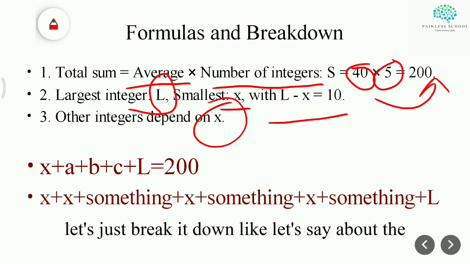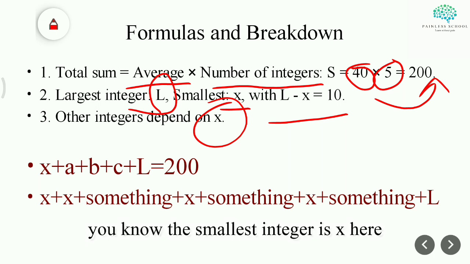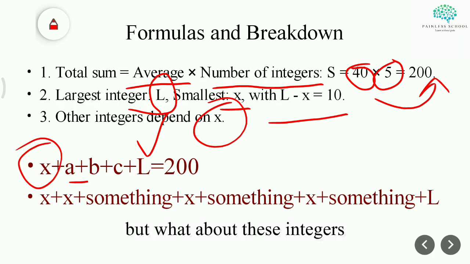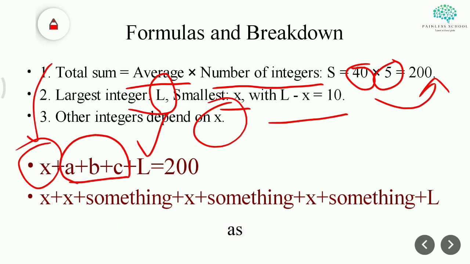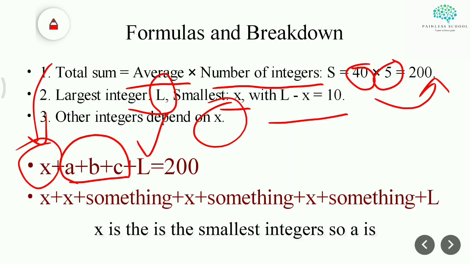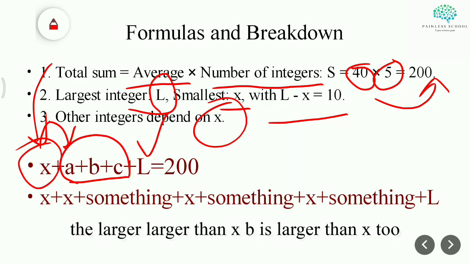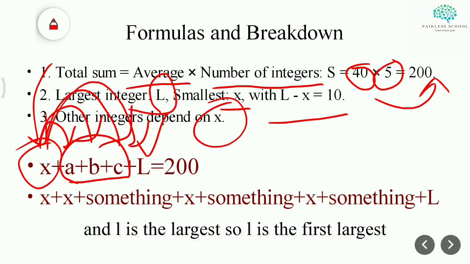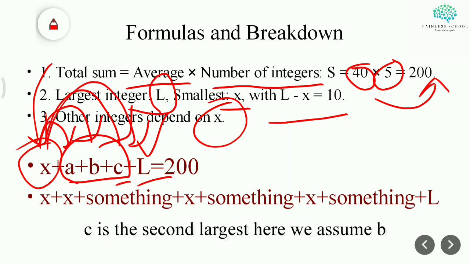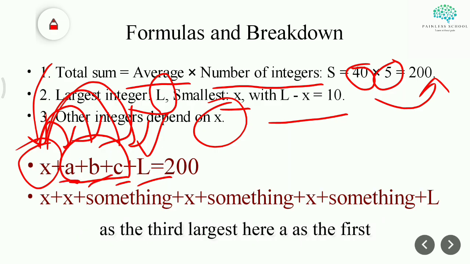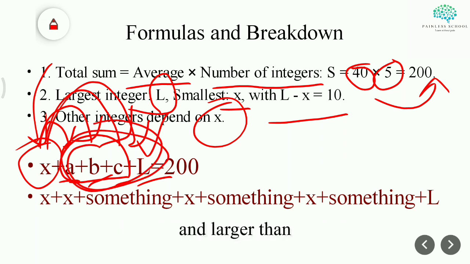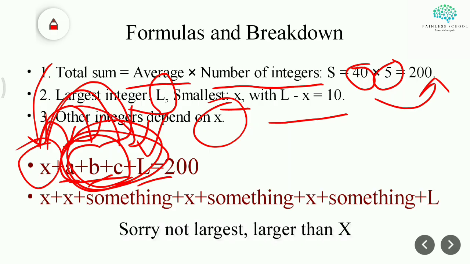Let's say the smallest integer is X and the largest integer is L. But what about the other integers? As X is the smallest, A is larger than X, B is larger than X, C is larger than X, and L is the largest. L is the first largest, C is the second largest, B is the third largest, and A is the fourth largest. All these are larger than X.